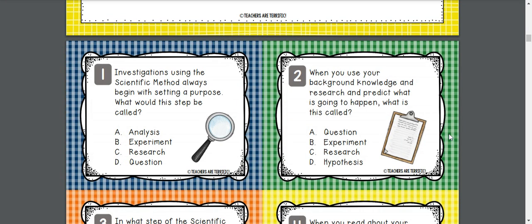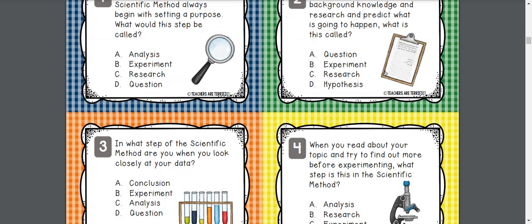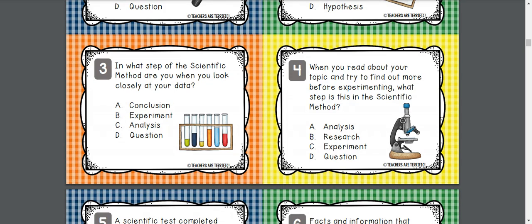Number 2, when you use your background knowledge and research and predict what is going to happen, what is this called? What would we call that part of the scientific method? A, a question, B, doing the experiment, C, to research, or D, to make your hypothesis? And the answer is D as in dog. That's what you're doing to form your hypothesis. So if you got it right, awesome. If you got it wrong, put your finger up.